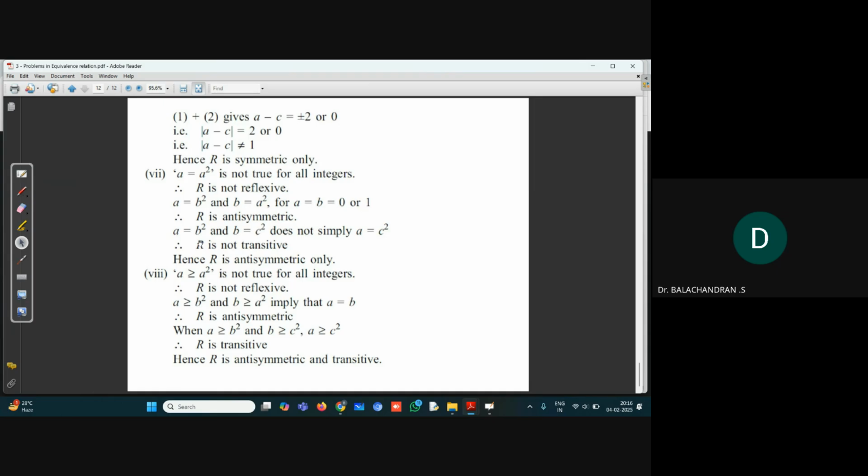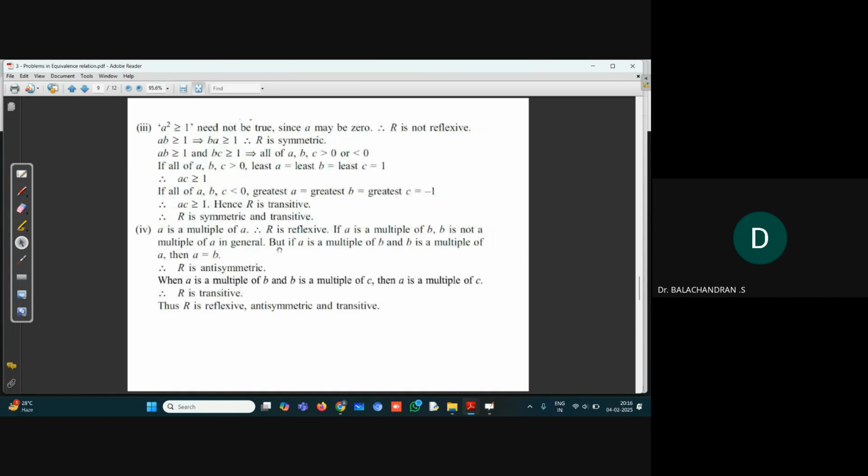Next, a related to b and b related to c does not imply a related to c, because a equal to b square and b equal to c square does not imply a equal to c square. And hence R is not transitive.